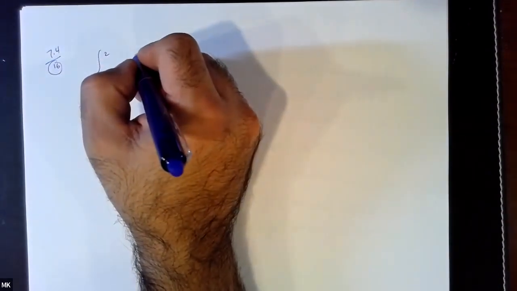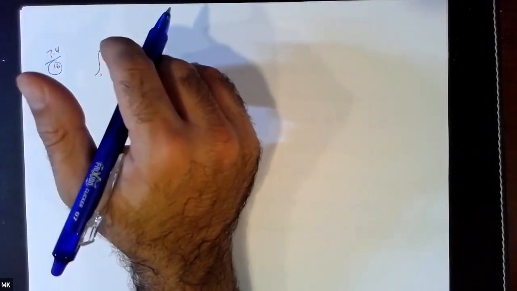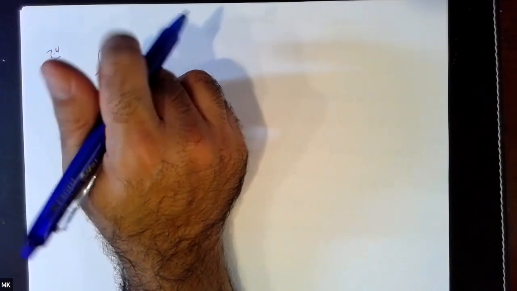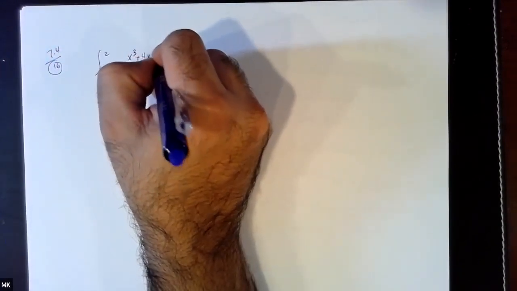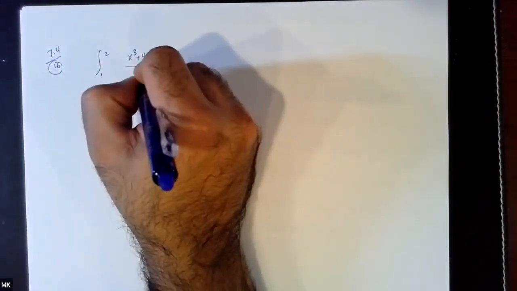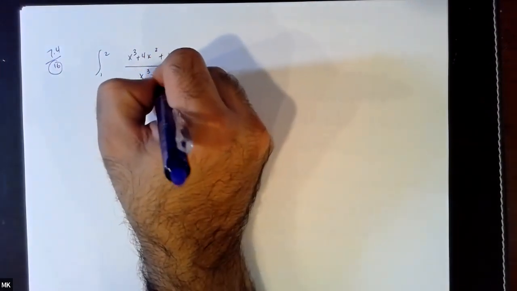The thing with these is don't lose patience, just do the best you can, go as far as you can, and see what happens. But this is 7.4, number 16. And it is the integral from 1 to 2. There's a definite integral. I hope by now you know when I say definite integral, I mean I have finite bounds for my integral. I get x cubed plus 4x squared plus x minus 1 over x cubed plus x squared dx.